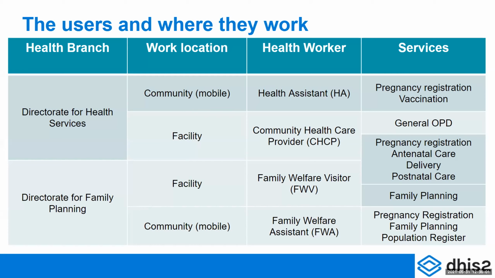So the community health workers can go door to door to people's homes, or they can also have outreach satellite clinics where they go to one particular place and then they call the community members to come and meet there, and they will give them the health services that they need. So for the health services directorate, their community health worker is called a health assistant.